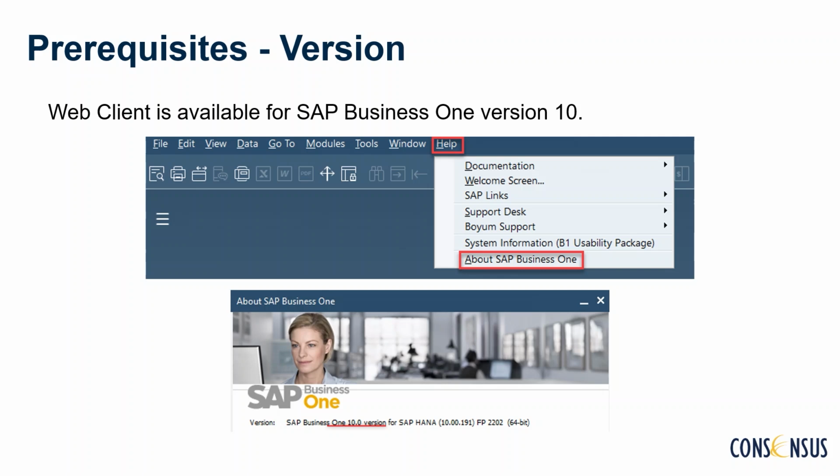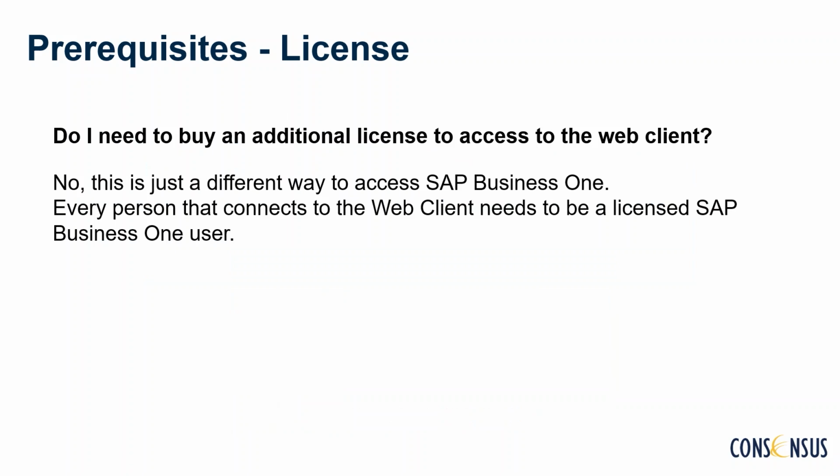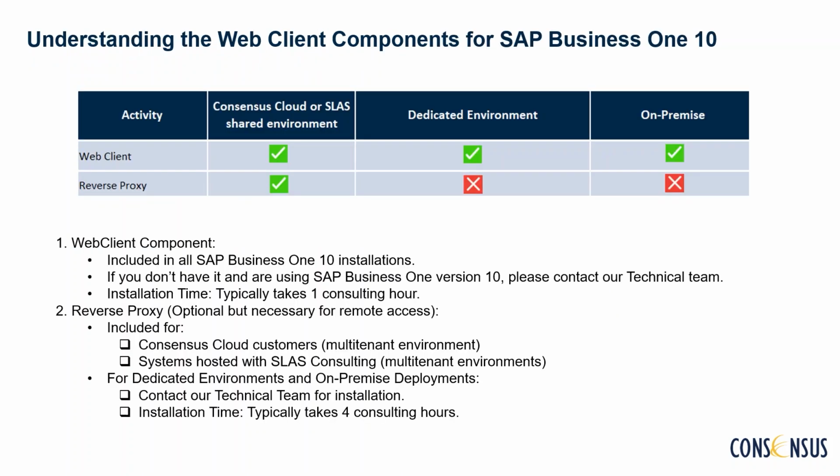You can send us an email and we can plan your upgrade with you. You don't need to buy an additional license. This is just a different way to access SAP Business One. You need your SAP license to connect. The web client components are included in all SAP Business One 10 installations. And if you don't have it and are using SAP Business One 10, please contact our technical team. The installation time can take around 1 consulting hour.